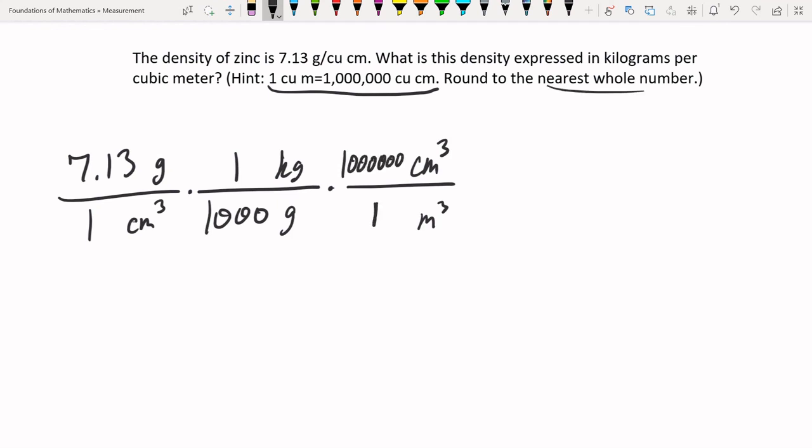We need to round to the nearest whole number when we do this. Those 3 cancel with those 3, and we have just 7,130. Let me make sure my units are correct. Grams cancel. Centimeters cubed cancel. We have kilograms per meter cubed, which is what we want. And that's already rounded to the nearest whole number. So that's the answer.